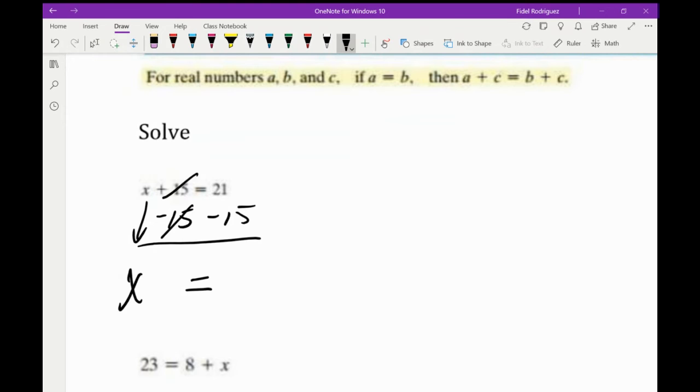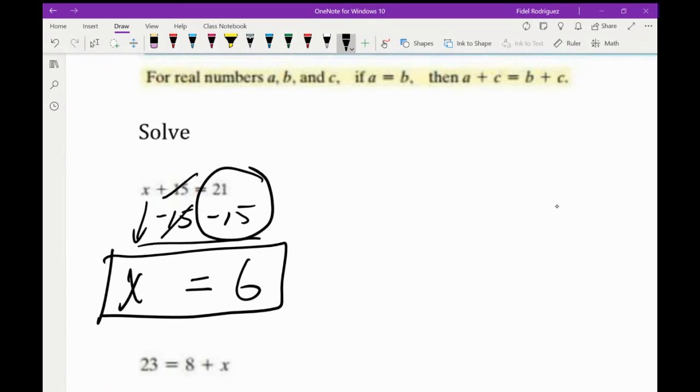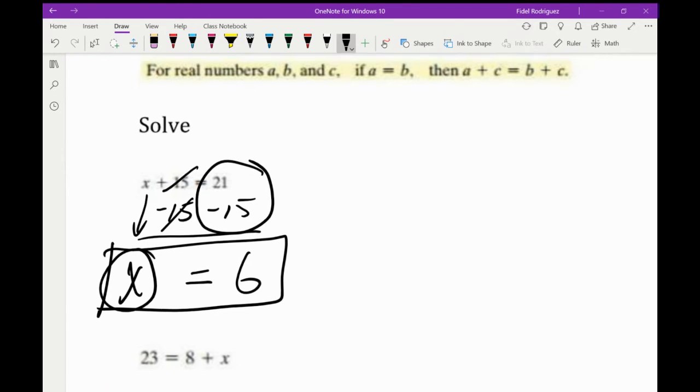Because if I had $15 and I owed you $15, we'd be even. And then on this side, this is 21 minus 15. So 21 minus 15 is just going to leave me with 6. And we're done. We got the letter by itself. So the letter is over here on the left side by itself. It doesn't matter if it's on the left or the right side, as long as the letter is by itself.